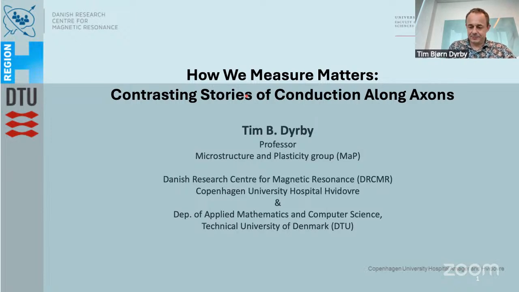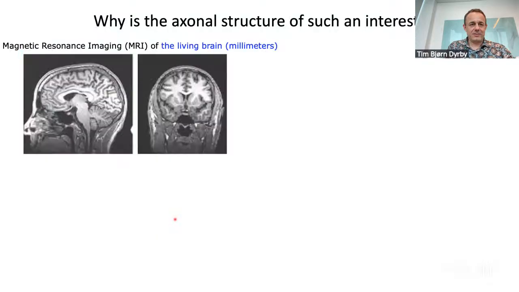So let's get started. We will start from the basics. We all know we have this brain here from MRI, magnetic resonance imaging. This is a living brain, in millimeters. And this is just a T2 weighted image where we can see everything in 3D of the gray matter and white matter. But what we know is that in white matter, we have these pathways.